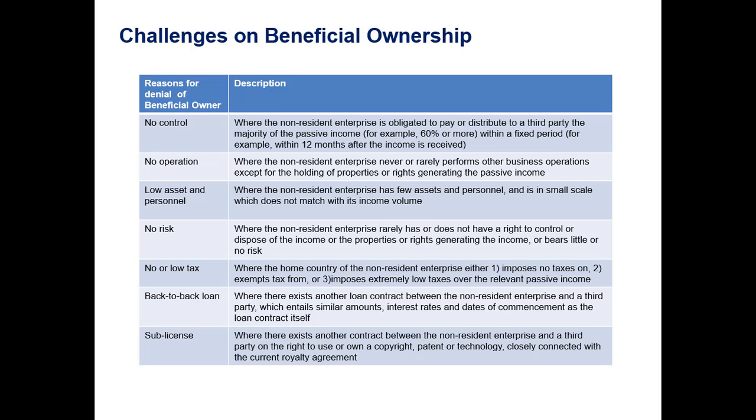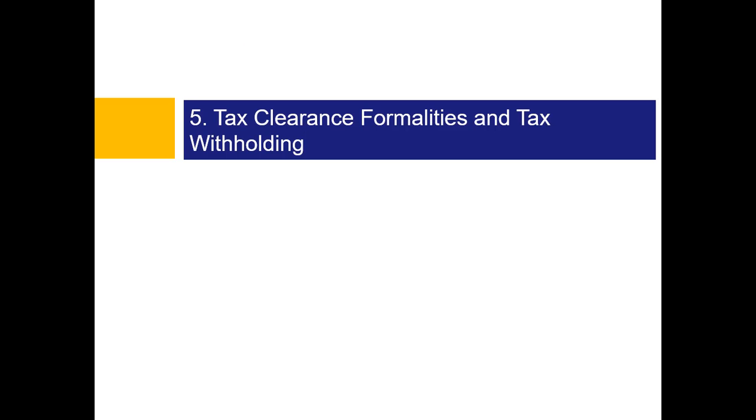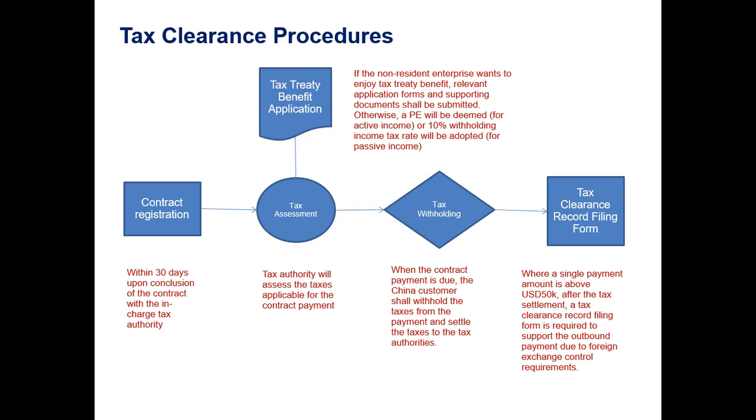So if you want to apply for the lower tax rate provided by the tax treaty, please assess yourself whether your arrangement for this passive income, for example royalty, loan interest, or just dividend, is within the criteria set by local tax authorities. If after assessment you think the possibility of evidencing the beneficial ownership is very, very low, then you can just say, okay, I will forget it. I will just pay the 10% withholding income tax directly. Yeah, that is the tax clearance procedure.